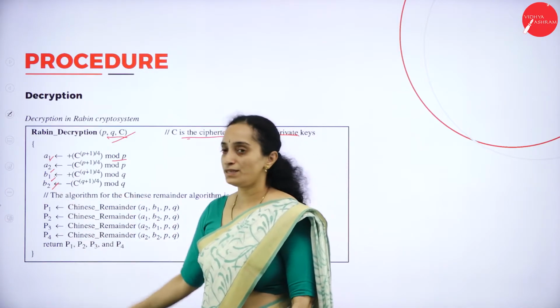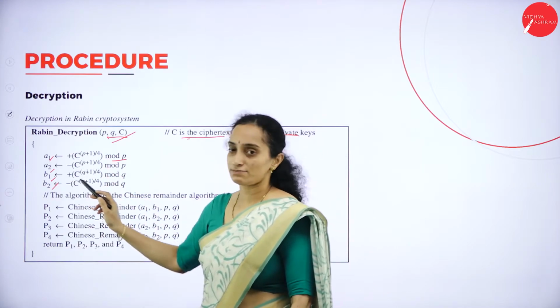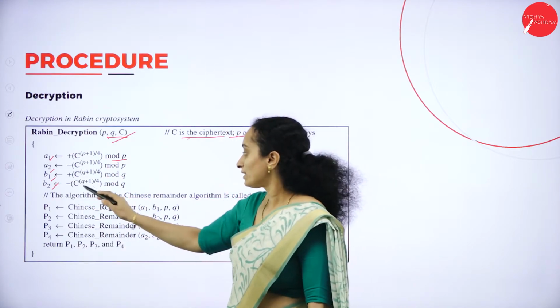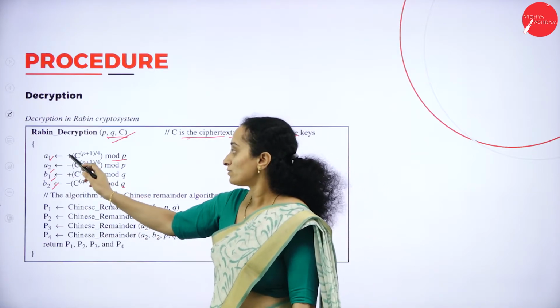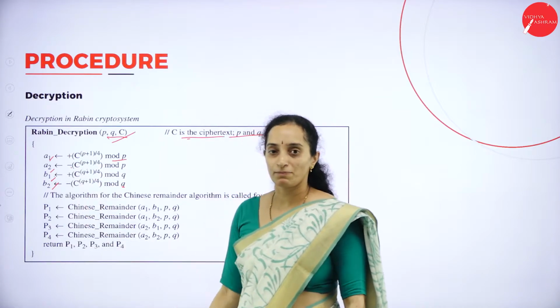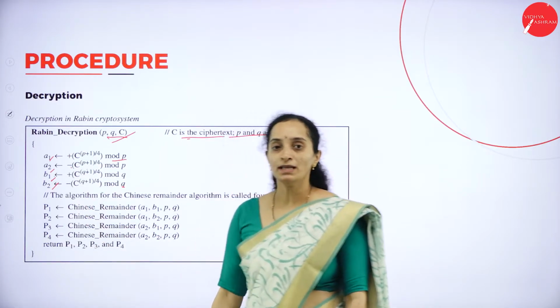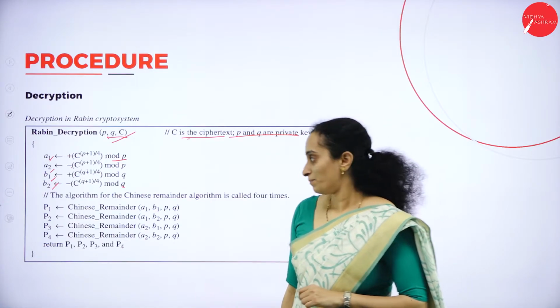Then we have B2 which takes plus or minus values. So it takes C to the power of (Q plus 1) divided by 4, with a minus sign, mod Q. So A1 takes plus, A2 takes minus, B1 will be positive, B2 will be negative values. So we get a set of plain text.